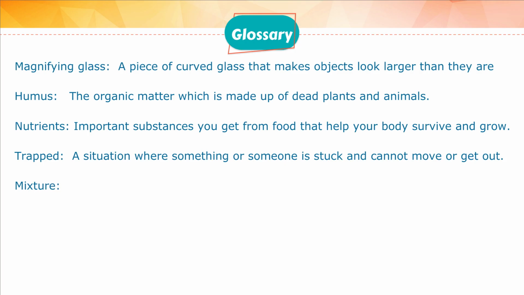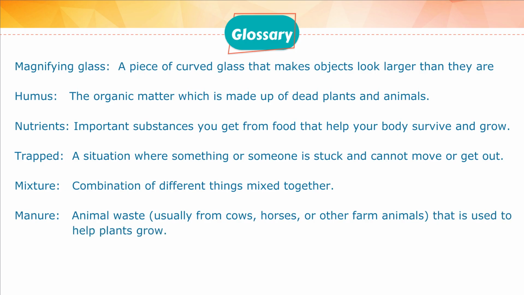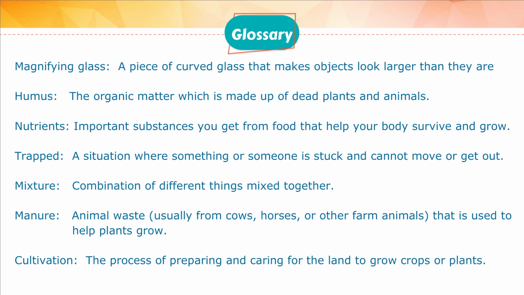Mixture. Combination of different things mixed together. Manure. Animal waste, usually from cows, horses, or other farm animals, that is used to help plants grow. Cultivation. The process of preparing and caring for the land to grow crops or plants.